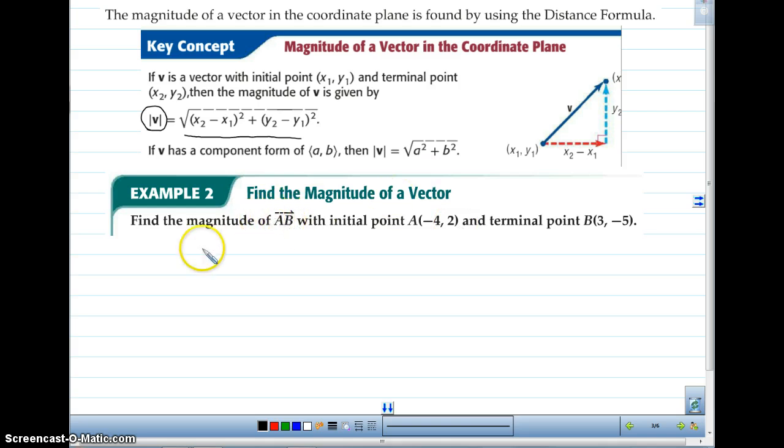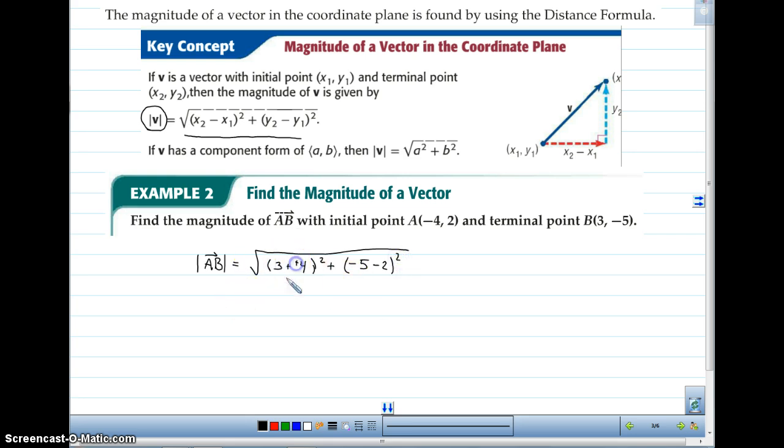So let's find the magnitude of AB. To write that, you use your absolute value brackets. You can write vector AB. And we're going to say that that magnitude will equal the square root of the difference between the x coordinates. So I'm going to do x2 minus x1 and square it, plus the difference between the y coordinates. Whoops, sorry. Let's go back. My x coordinate should have been 3 minus -4 squared, plus the difference between our y coordinates, which would be -5 minus 2 squared.